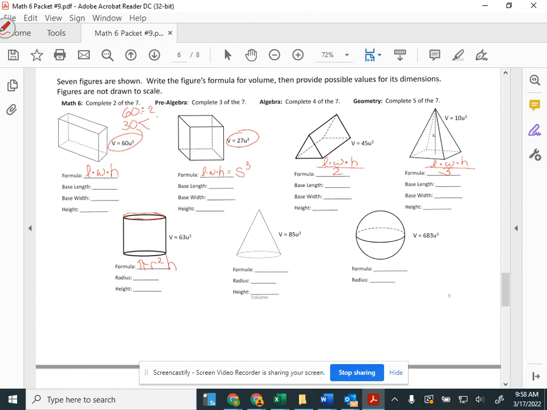So for our cone, again, we have our circle. So we have pi r squared. But then because it's a cone, like a pyramid, you've got that height divided by 3. So the cone is like the pyramid. You have to divide it by 3. And our last one for the sphere, it is 4/3 times pi r. That one is cubed because it's a sphere.